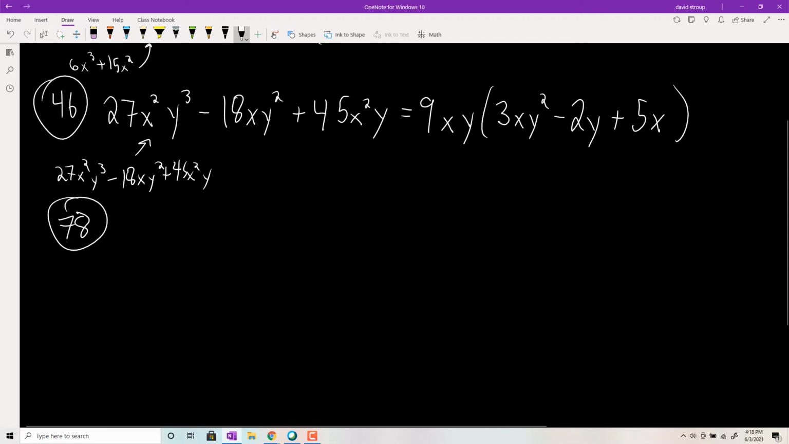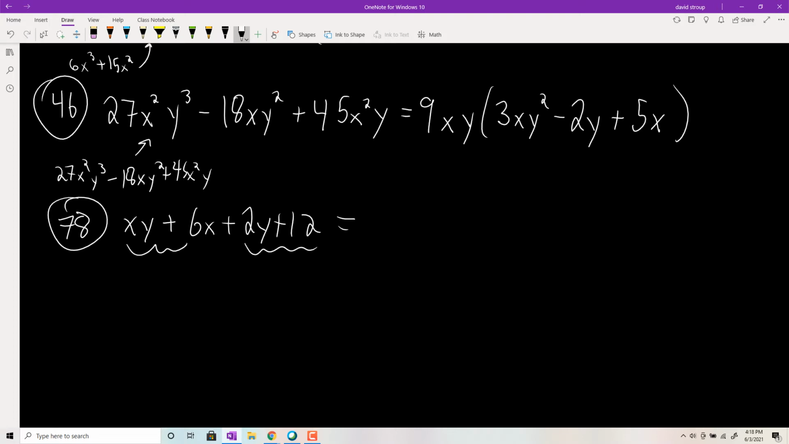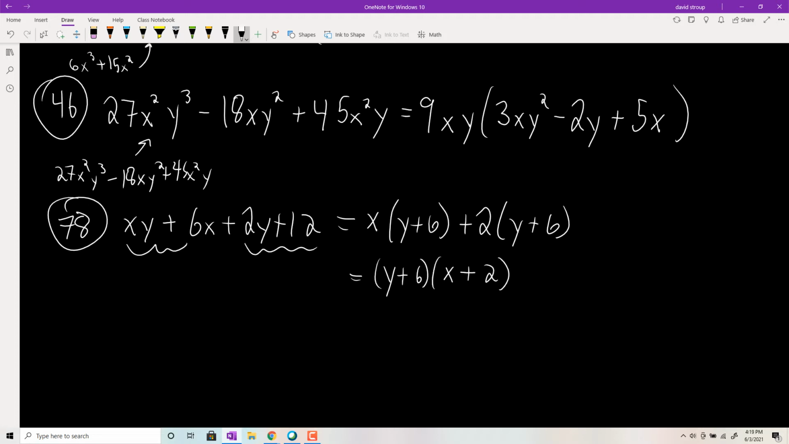78. This one is factor by grouping, and it has multiple variables: xy plus 6x plus 2y plus 12. I'm going to group the first two together and the second two together. In the first two terms, I could factor out an x, so you get y plus 6. In the second two terms, I could factor out a 2, and I get that common binomial of y plus 6. So I'm going to factor out the y plus 6, and I'm left with x plus 2, and that's it. I usually don't check my factor by groupings.